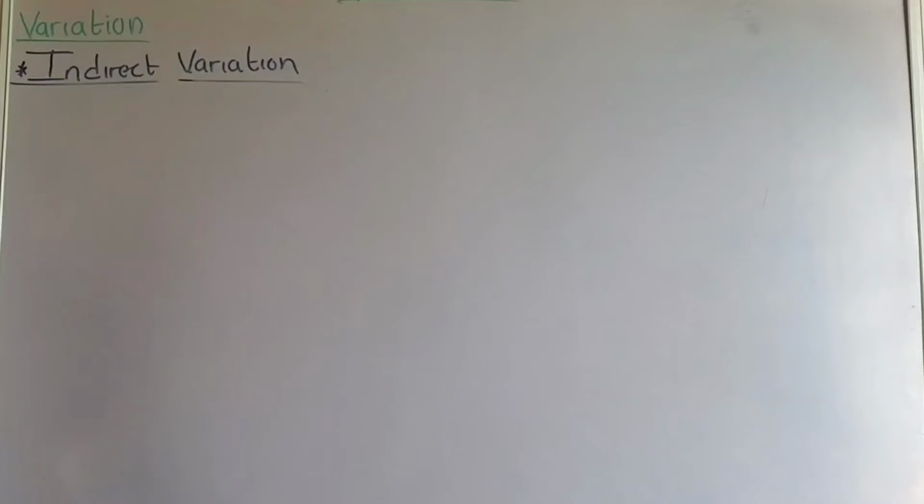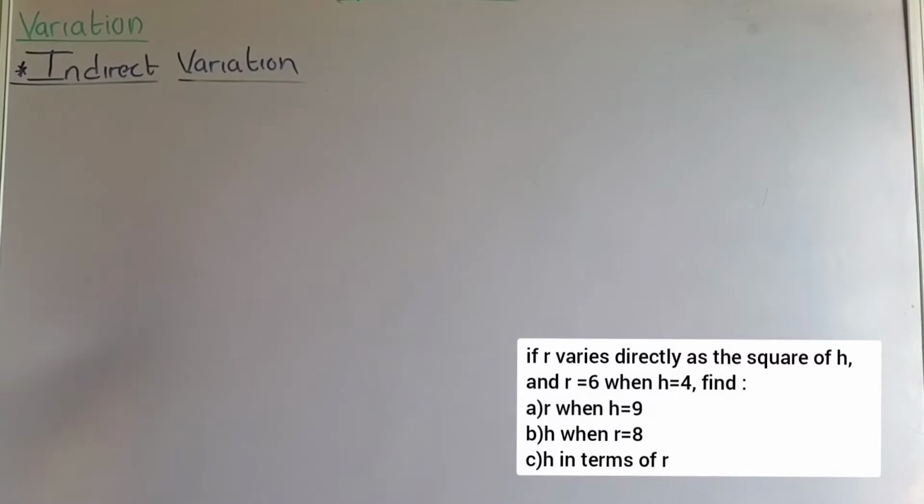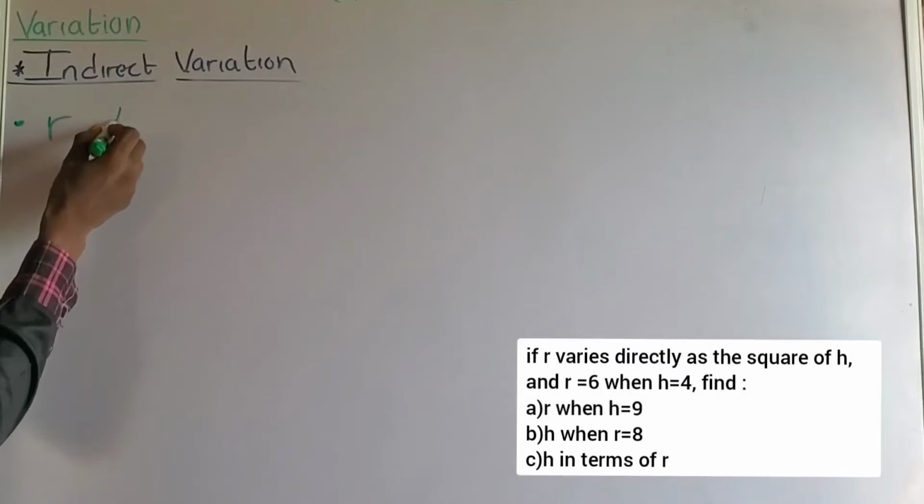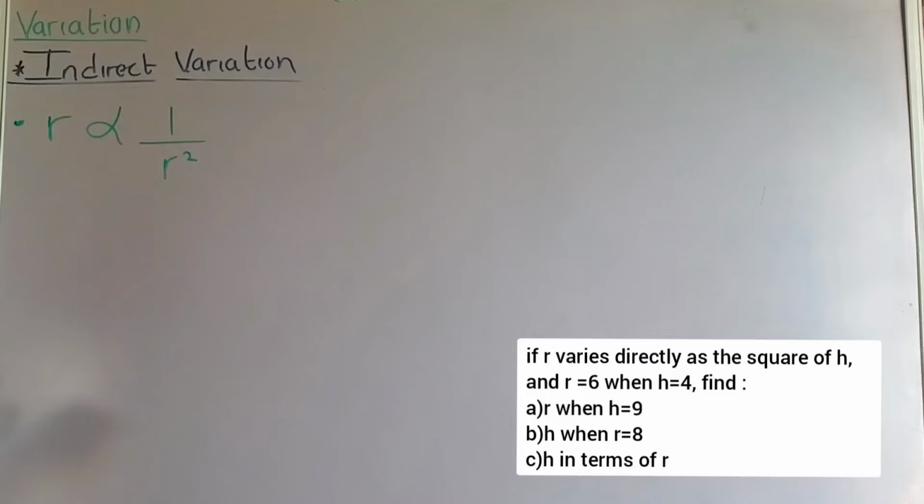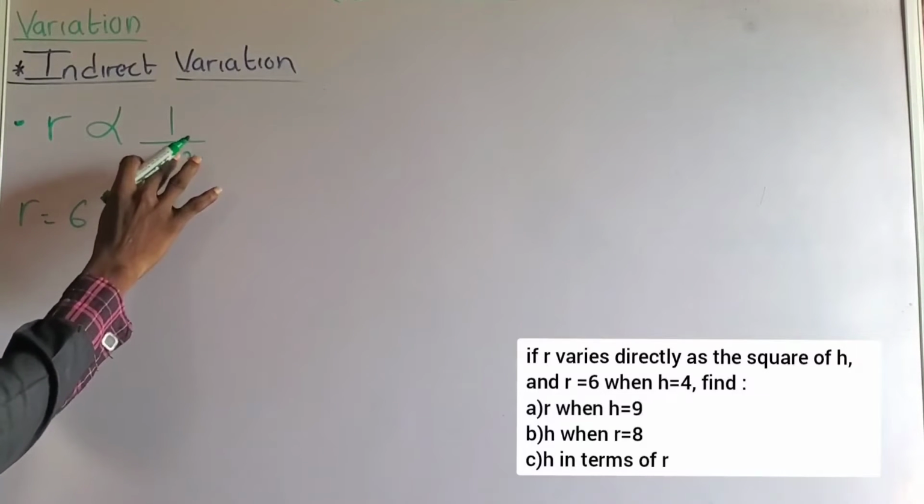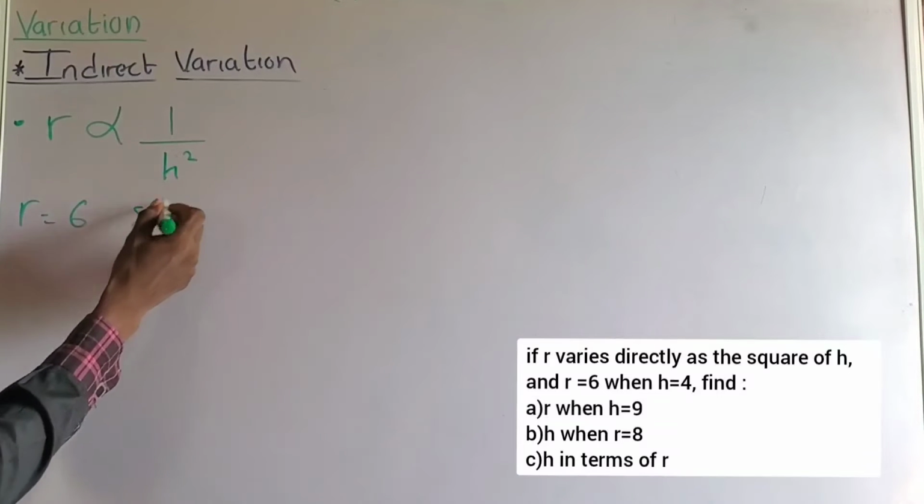Let's consider the following question on indirect variation. If R varies inversely as the square of h and R equals 6 when h equals 4, find R when h equals 9, find h when R equals 8, and find h in terms of R. Now we are given this question: R varies inversely as the square of h. We are given that R is 6 and h is 4.